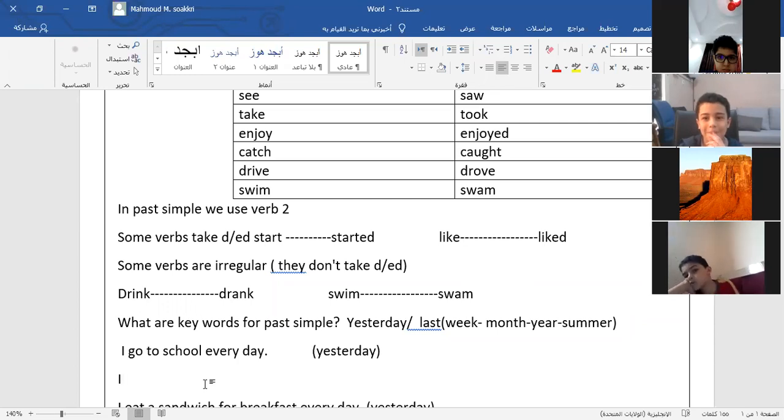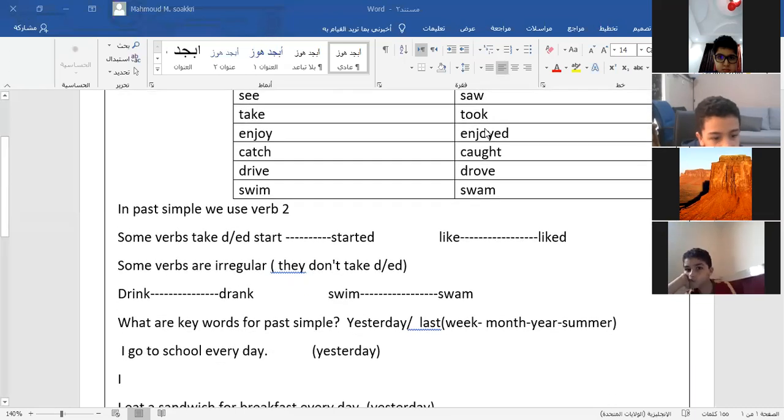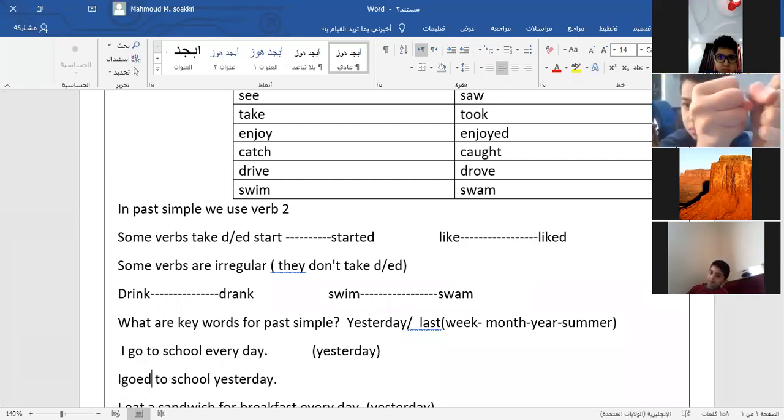Now I am going to change this sentence from present to past. I put I, no change. But when I come to the verb go, which is verb one, I have to use went, because went is verb two. We use it in past simple. Why did I put went here? Why didn't I say go? Because I will use the word yesterday. Yesterday is used in past simple. So I will say I went to school yesterday.